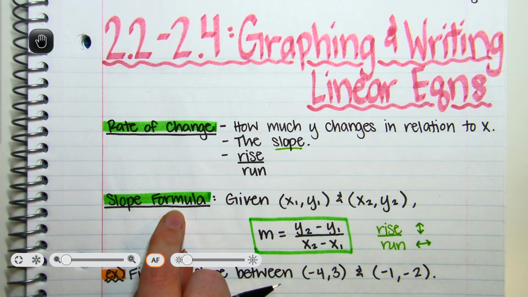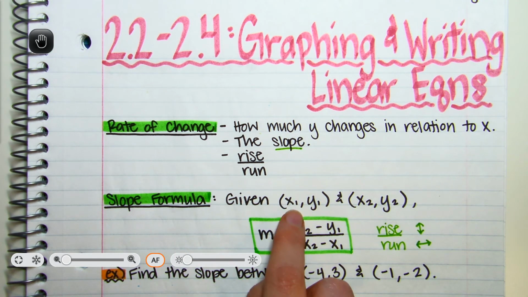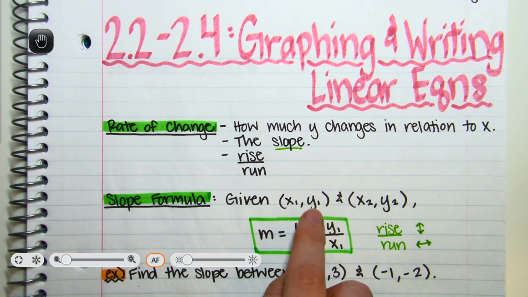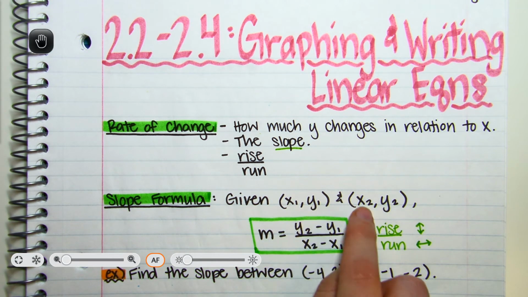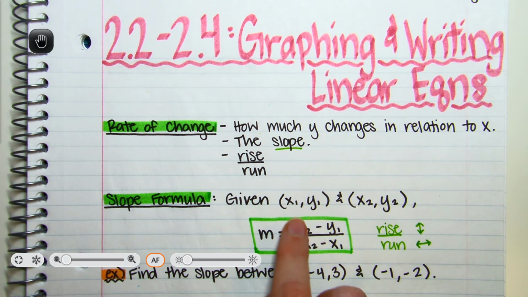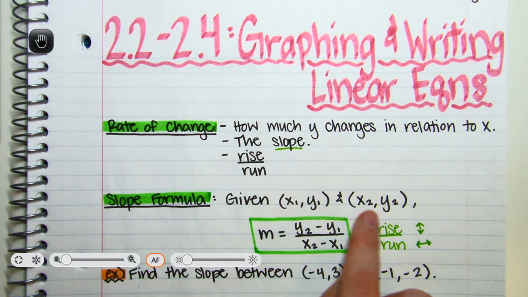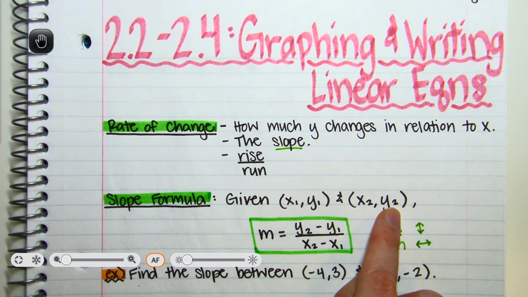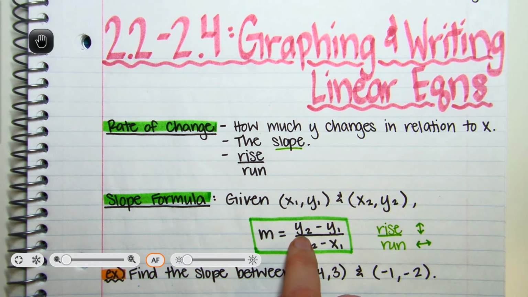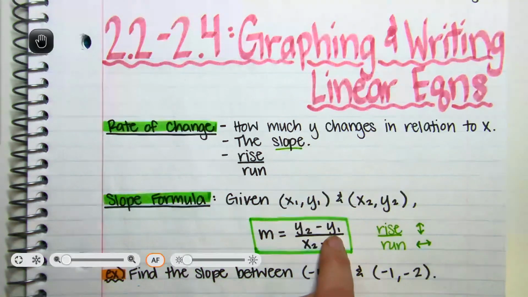So if you're given two coordinate points, now I put these little teeny tiny numbers to make them x sub 1 and y sub 1, x sub 2 and y sub 2, so that you can tell my first point apart from my second point. Then when we plug this into the equation for slope, it's y sub 2 minus y sub 1 divided by x sub 2 minus x sub 1.